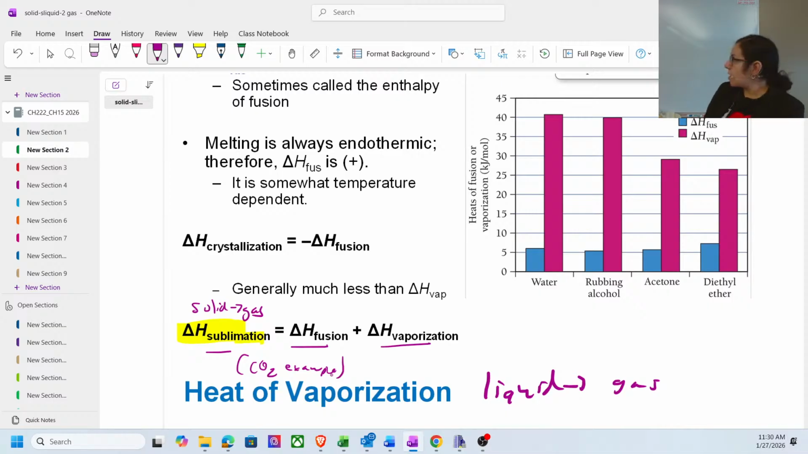Iodine is another substance that tends to do that. I think you guys have seen that, where it's those beautiful little purple crystals, and then they tend to recrystallize on the inside of the cap since it's just going from the solid to gas and back to solid phase.